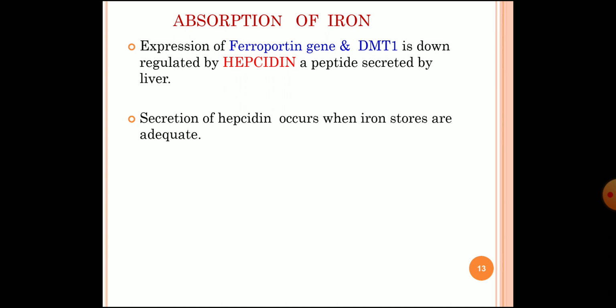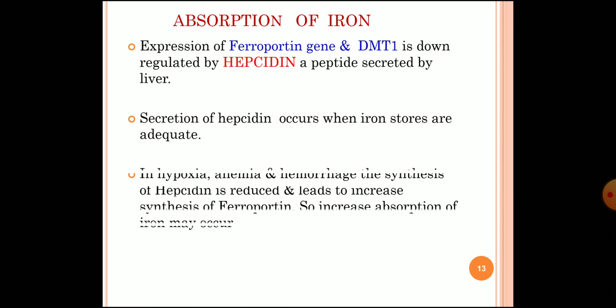Secretion of hepcidin occurs when iron stores are adequate. In hypoxia, anemia, and hemorrhage, the synthesis of hepcidin is reduced and leads to increased synthesis of ferroportin. So, increased absorption of iron also occurs. So, when there is hypoxia, that is, oxygenation is less, when there is not enough iron.